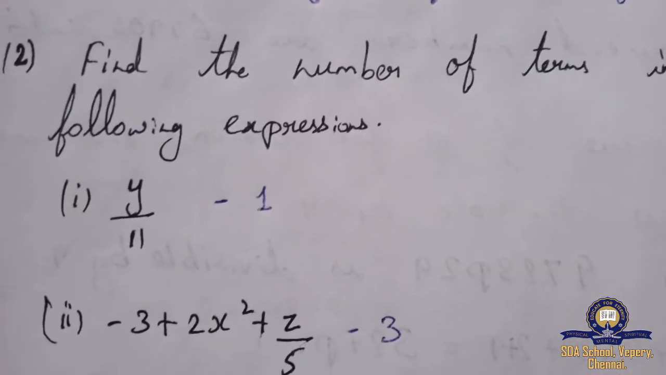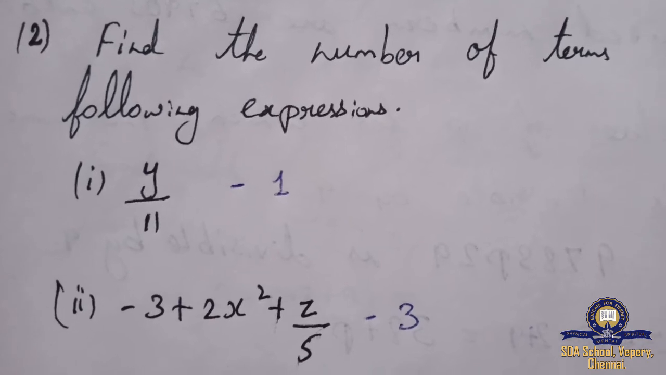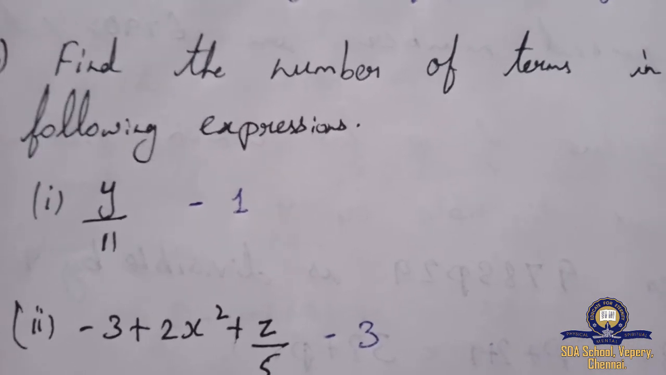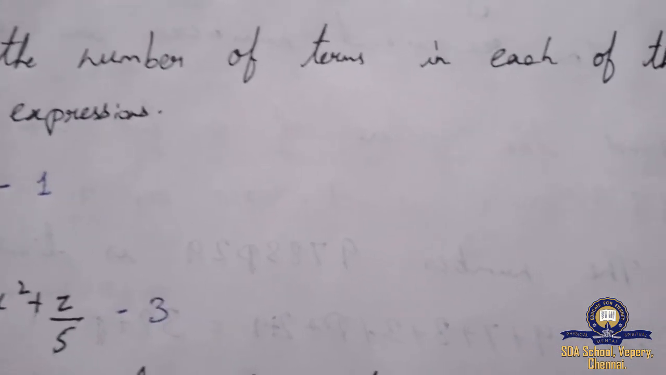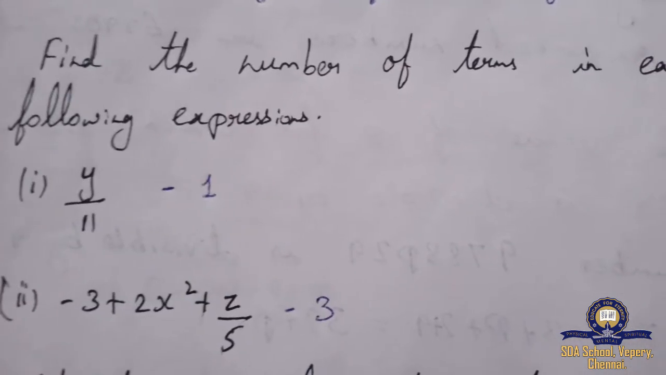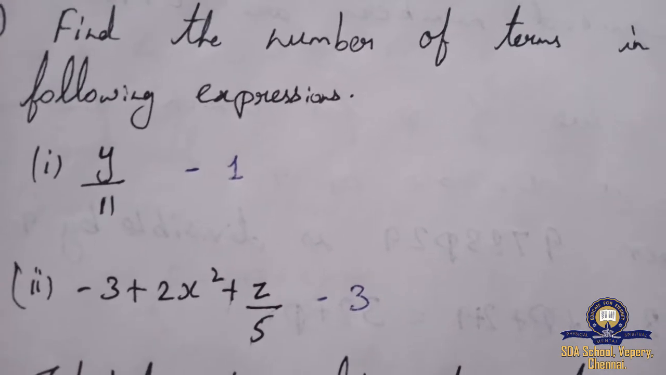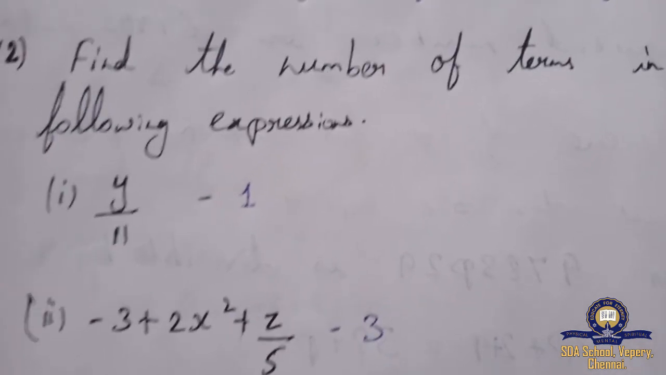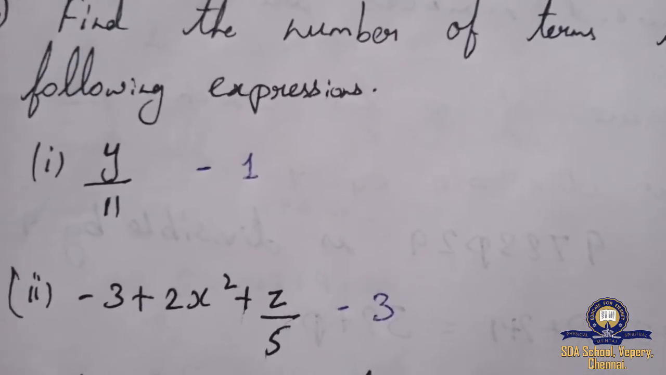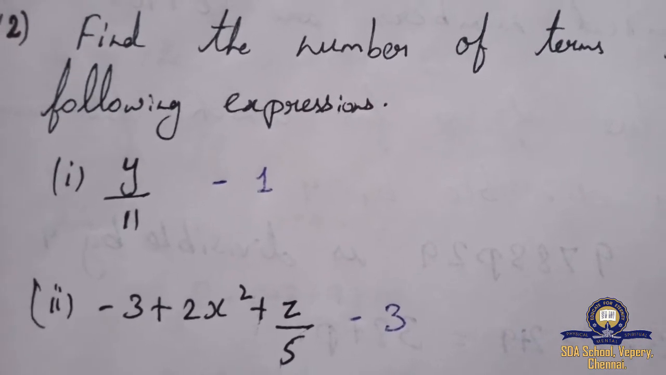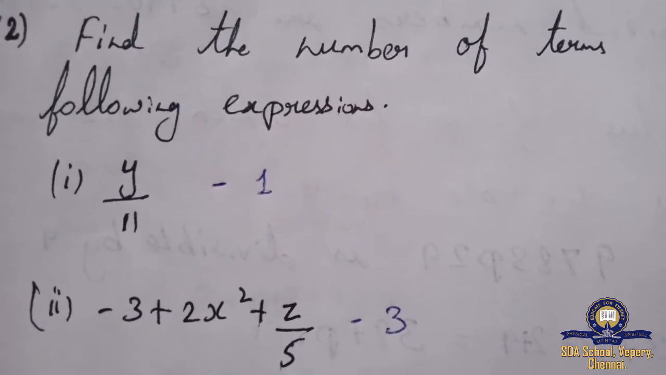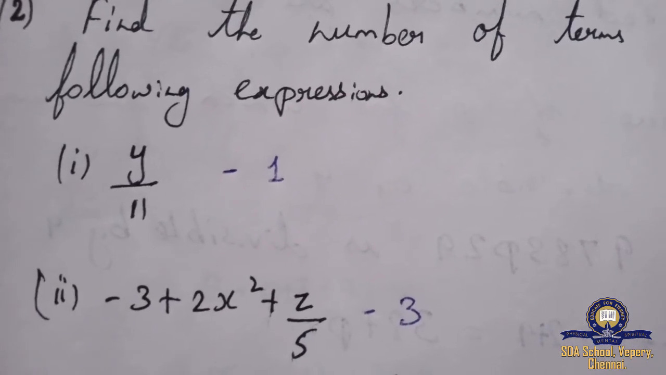Next we are going to see another example. They have asked us to find the number of terms in each of the following expressions. From the first example, y by 11, we have only one variable. Since it is a constant multiple, we say it is one term.